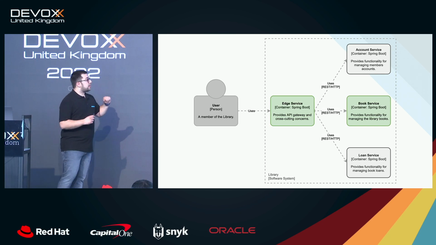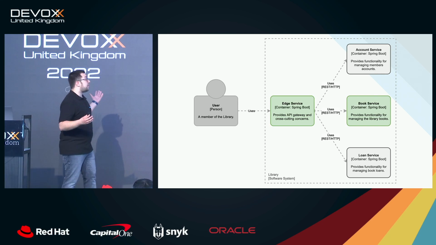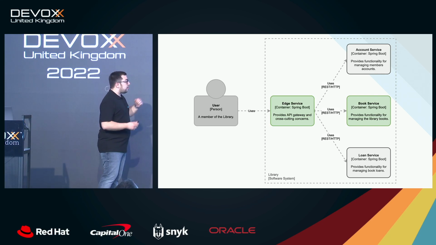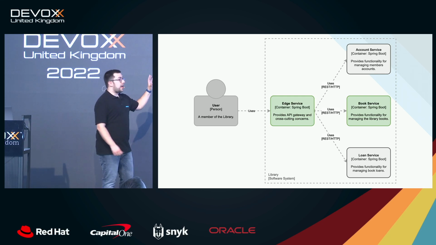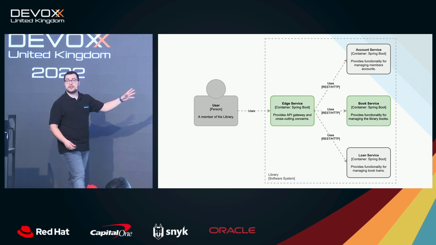We're going to deal with a system like this. This is just an example. We have a system for a public library. The users are members of the libraries. The entry point will be what we call an edge service. It's a service at the edge of the system.